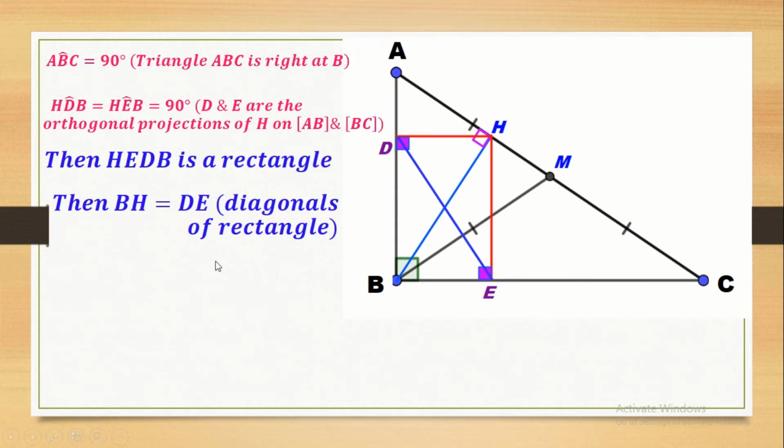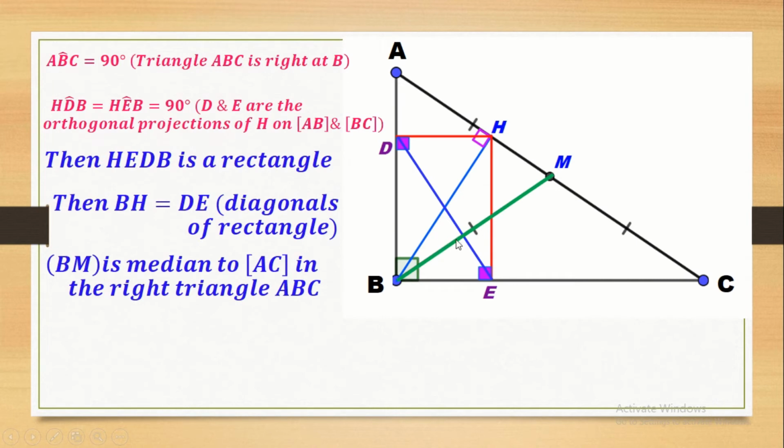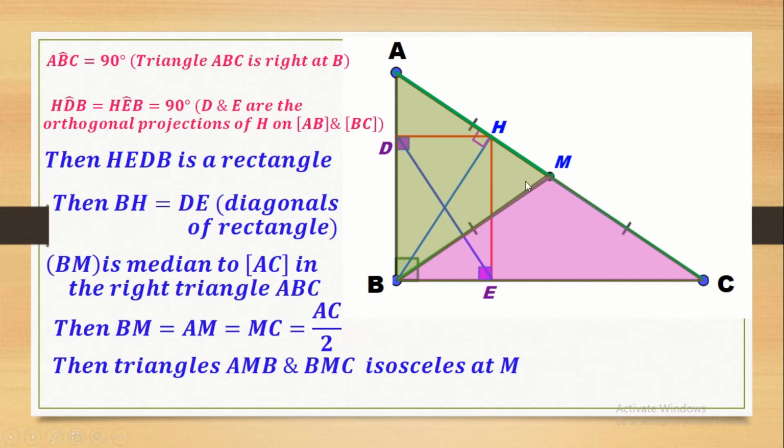Now how to prove it? First of all, we should keep in mind the rule in a right triangle: the median is equal to half the hypotenuse. So here we can say that the median BM is equal to half the hypotenuse AC, so it's equal to AM and equal to MC, equal to half AC. Then both triangles MAB and MBC are isosceles at M.